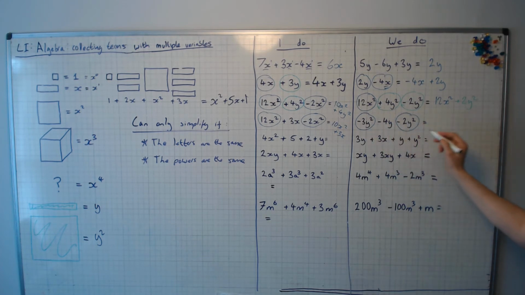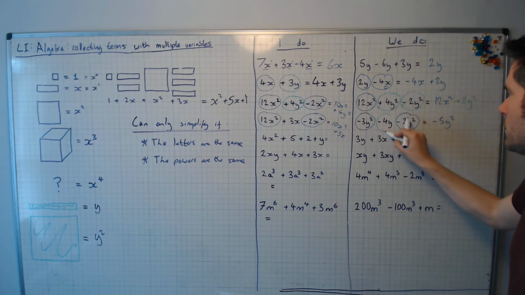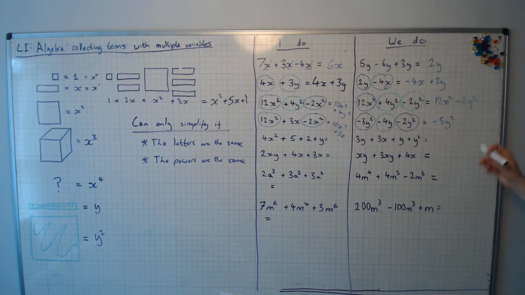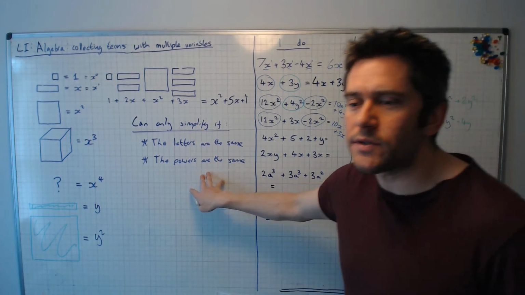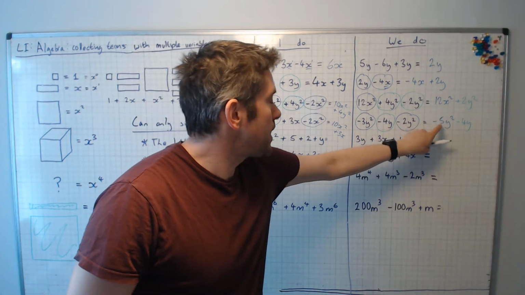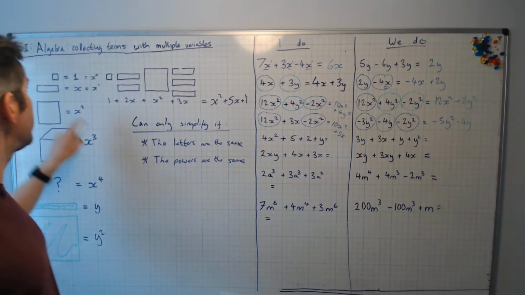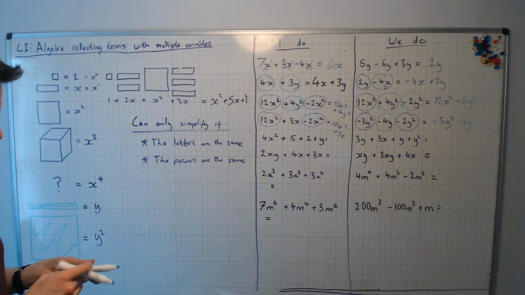Minus 3 minus 2 gives us minus 5y squared. I'll use a different colour. Minus 4y. Again, we can't put them together because we have to check that the powers are the same. We have the power of 2 on these two, so we can add those. This one is just the power of 1. If we don't see a power, it's to the power of 1, remember. Okay, for the next question.